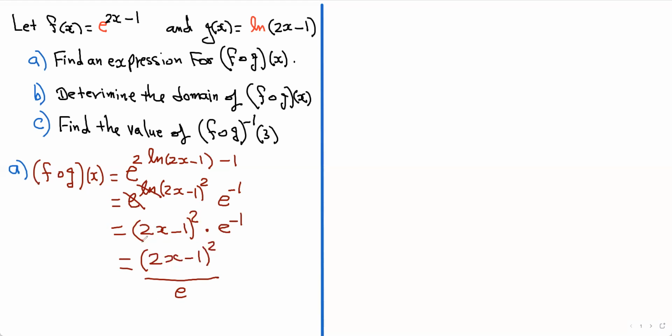So the second question is asking us to determine the domain of f of g of x. When you want to do the domain, you go right from here. What we know about domain when we have lns is that we cannot take the ln of 0 or a negative number. So whatever we're taking the ln of, which is the 2x minus 1, we take that.